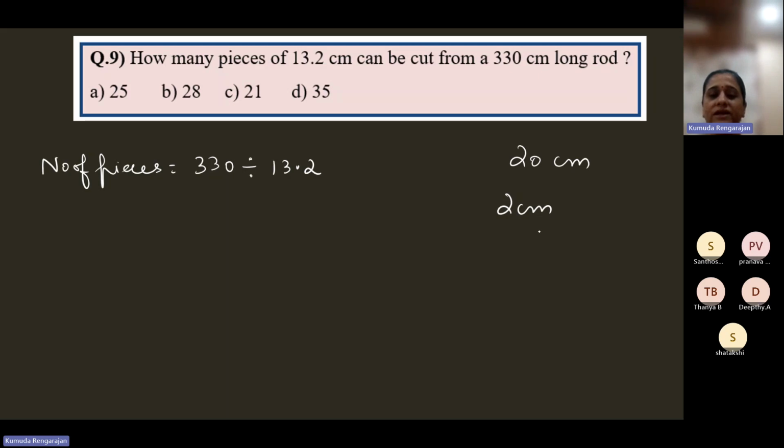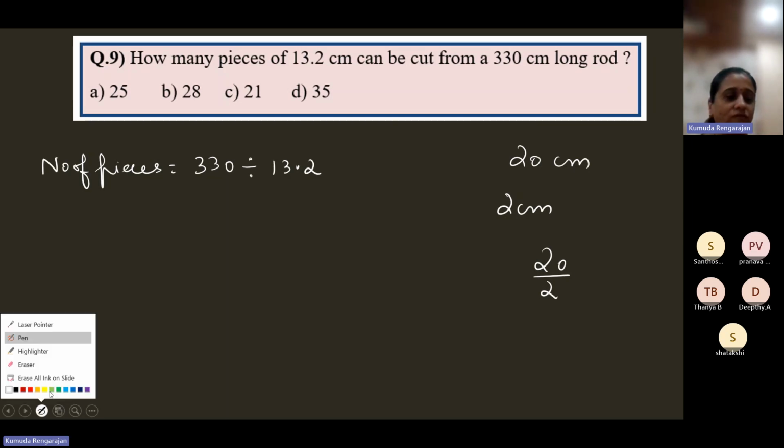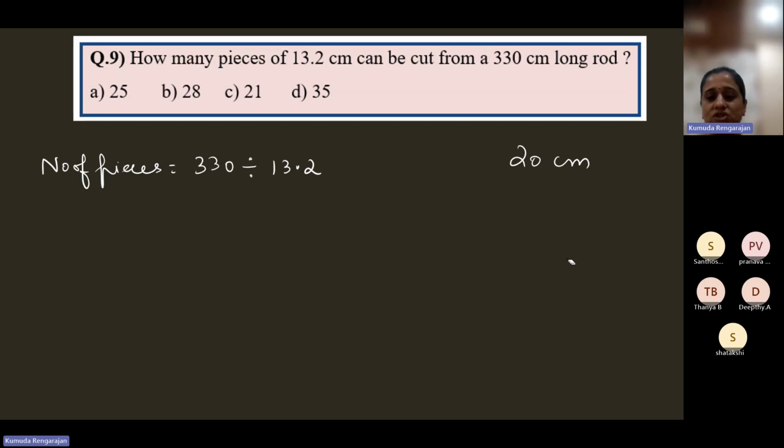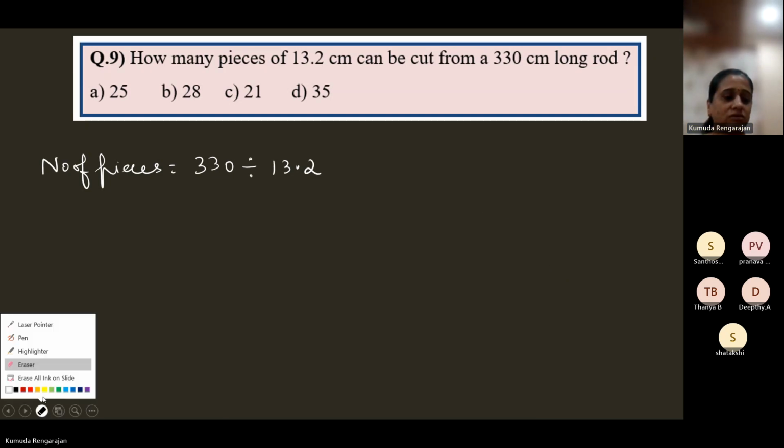10. How 10? Because 20 by 2. You'll have to divide. 20 by 2, 10 pieces you can make. From this 20 centimeter long rod, you can make 10 pieces of 2 centimeters each. So the same thing here.